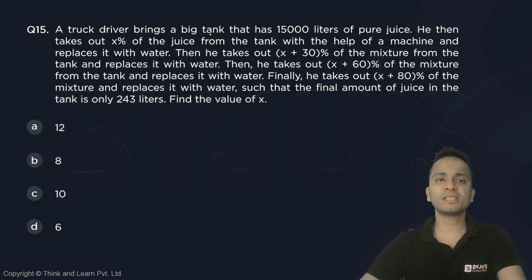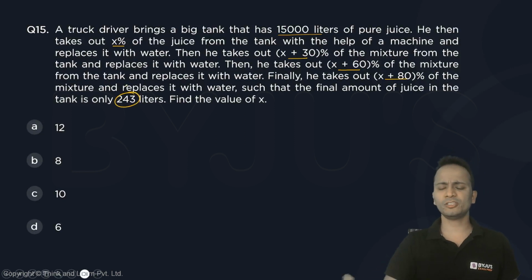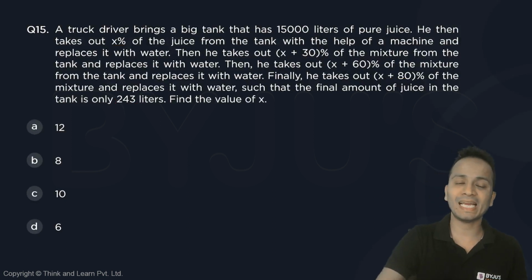A truck driver brings a big tank that has 15,000 liters. He takes out X percentage, then he takes out X plus 30, then he takes out X plus 60, and then he takes out X plus 80 percentage. And every time he replaces whatever mixture has been taken out with the equal quantity of water. Okay, so this question becomes a question of removal and replacement, right? Now, it is done such that the final amount of juice left is 243 liters. So, very simple case of removal and replacement, but calculations will be slightly tough.